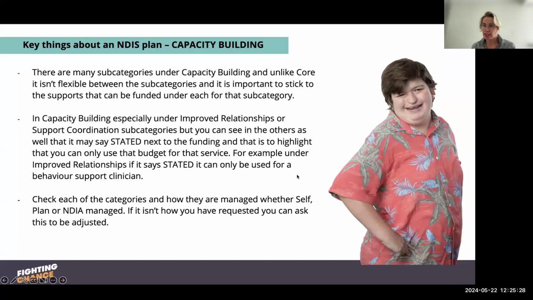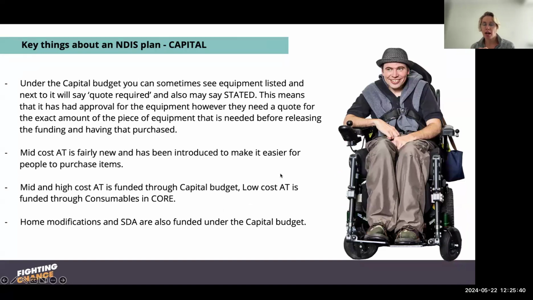But you can just tell them, this is how many hours that I have and would like to use on your support. Then we've got capital. So under capital are things that are your mid and high cost AT. So in the core budget, that's where you find your low cost assistive technology. Consumables budget is where it comes under. In your capital budget, that's where you find mid cost and high cost.